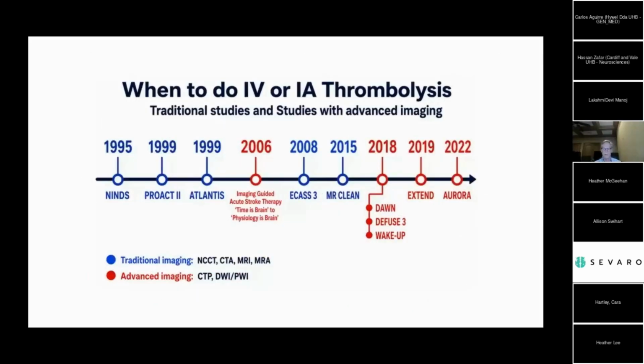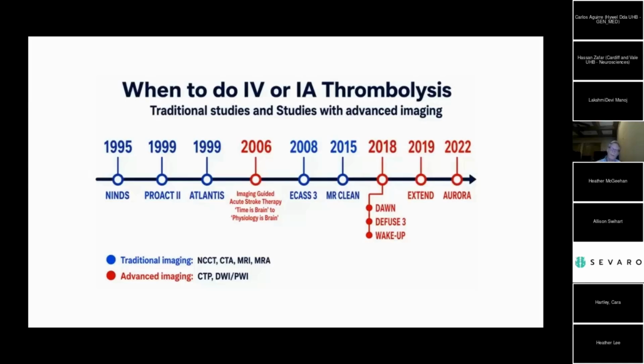Now, this is a slide that basically incorporates nearly 30 years of what I call landmark studies that help determine the treatment paradigms. One thing I want you to appreciate is that the red studies here, these are the studies that I think include more advanced imaging. So it's either going to be perfusion imaging, or it's going to be mismatch imaging, where you look at the total stroke volume and the core volume, or a combination of both. So all the newer studies incorporate this more advanced imaging.